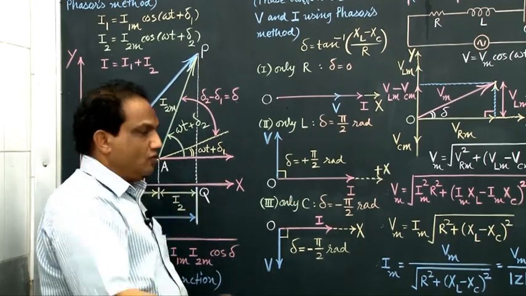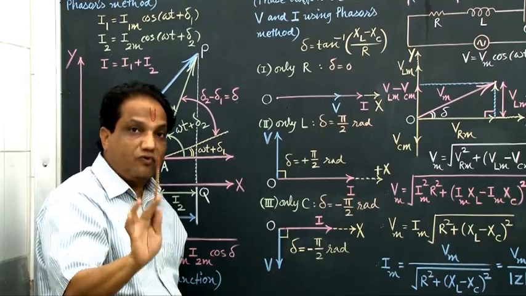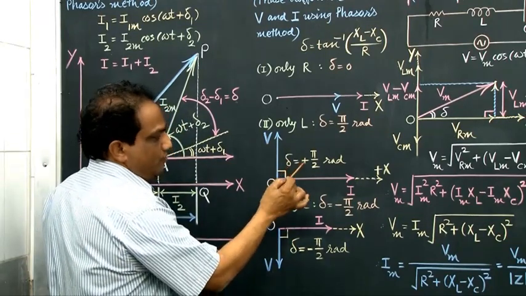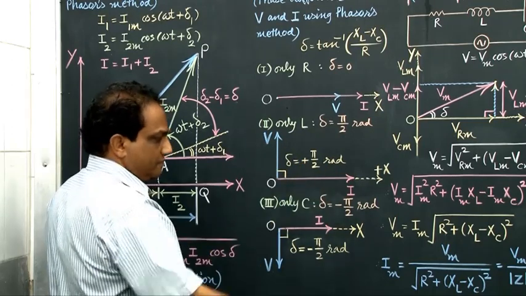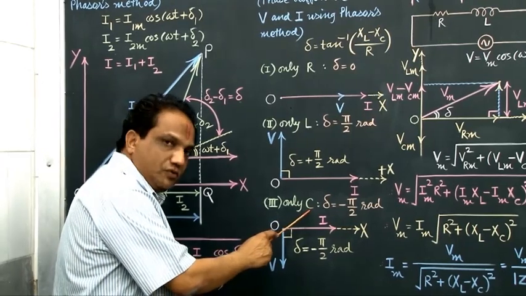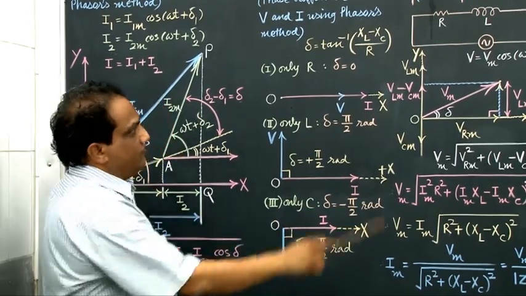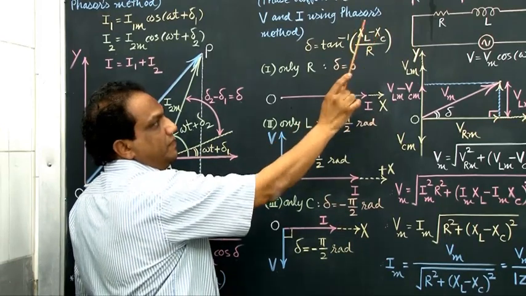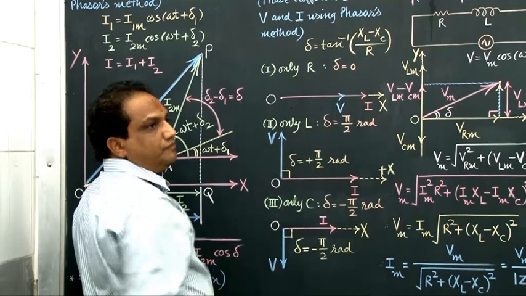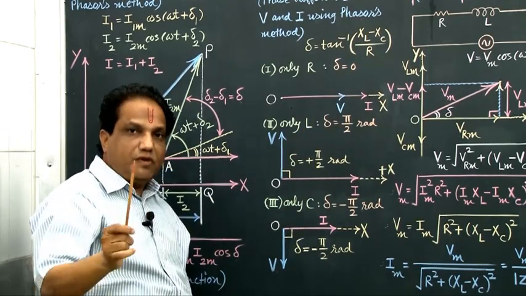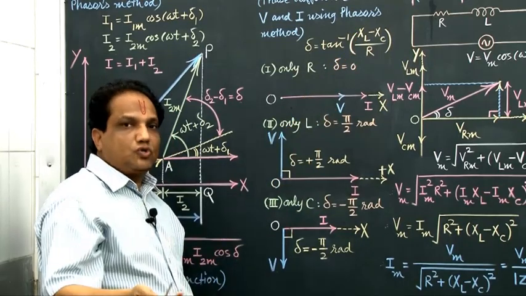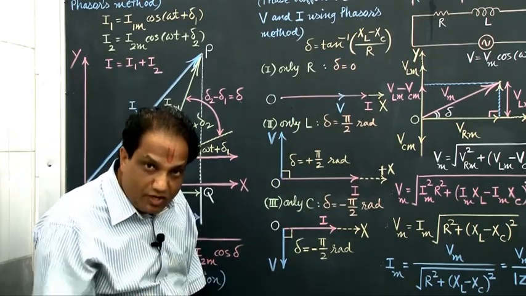Had it been negative, we could have shown it in the fourth quadrant. Fine. Now this angle is right now delta equals plus pi by 2 radian. Now think of that circuit in which only capacitor is present. If only capacitor is there, then these two values are 0. So a negative number divided by 0 will be minus infinity, and tan inverse of minus infinity, so delta will be minus pi by 2 radian.